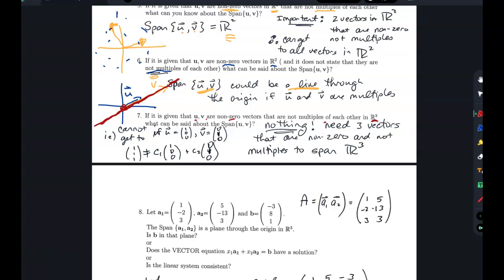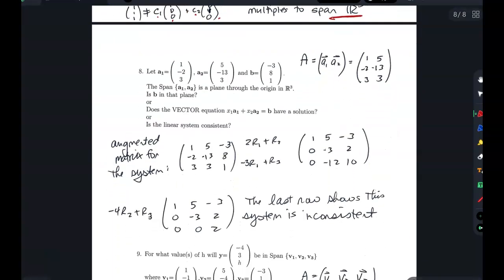So if it's given that u and v are non-zero vectors, they're not multiples of each other, and they're in R3, what does that mean about the span of u and v? Well, if I have 2 non-zero vectors in R3, and I take a number times one of them and a number times the other, I can't get to everything in R3 because I need 3 vectors to span all of R3. If these are my 2 vectors, the span of these 2 vectors is a plane through the origin, because we can always put zeros in front of the vectors.